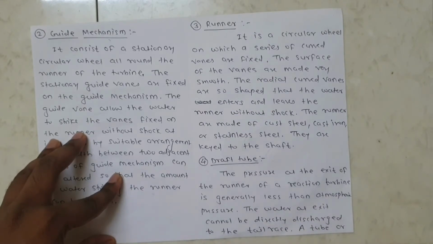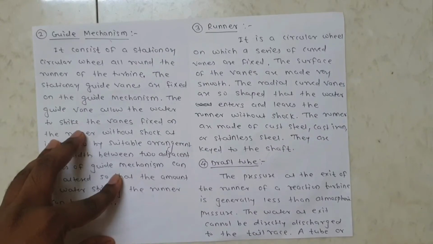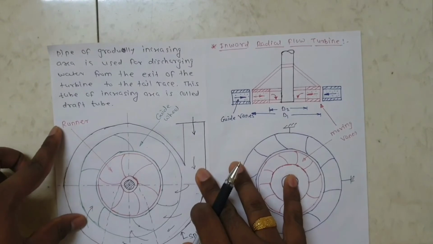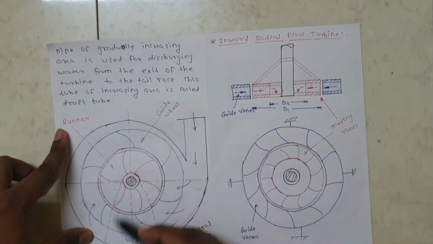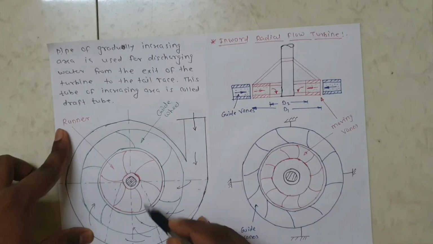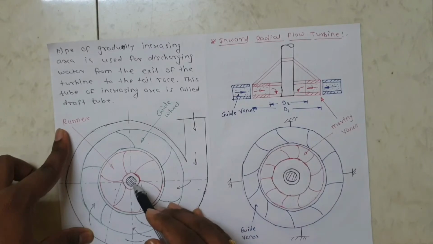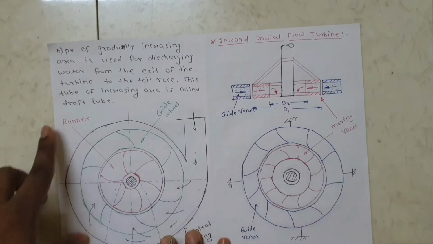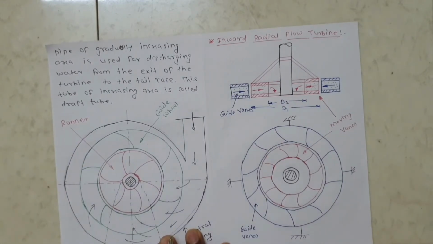The water at exit cannot be directly discharged to the tail race. A tube or pipe of gradually increasing area is used for discharging water from the exit of the turbine to the tail race. This tube of increasing area is called the draft tube.